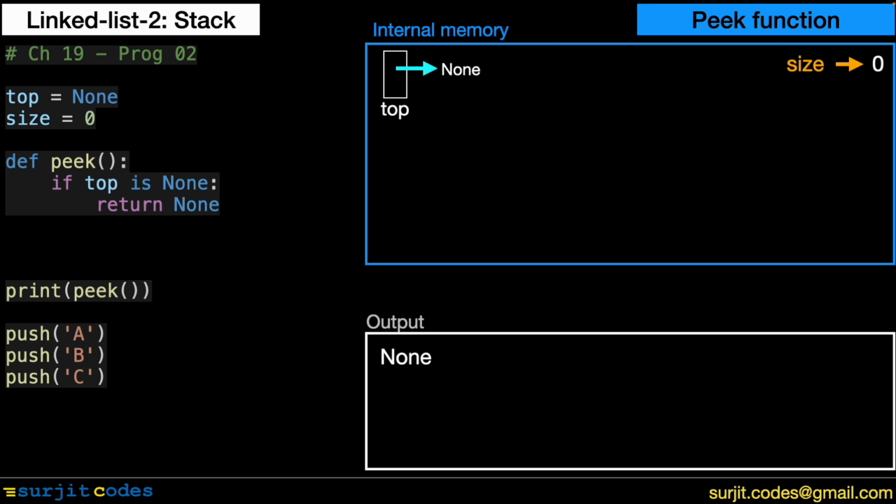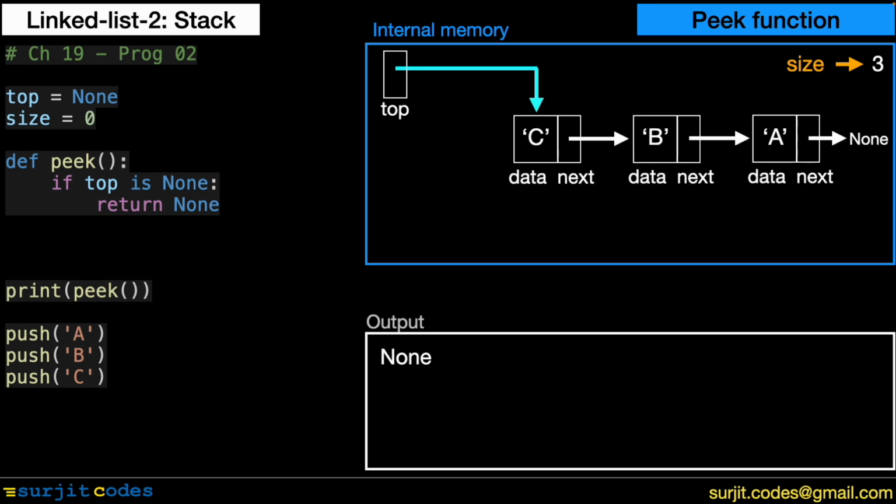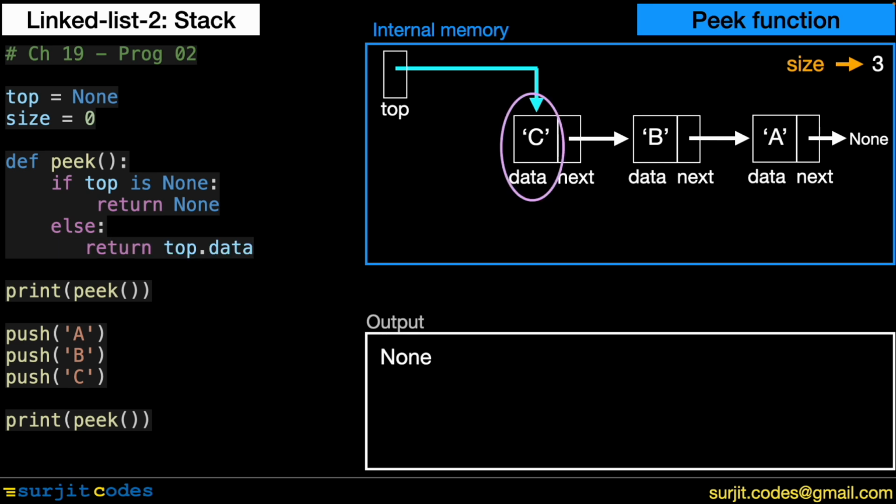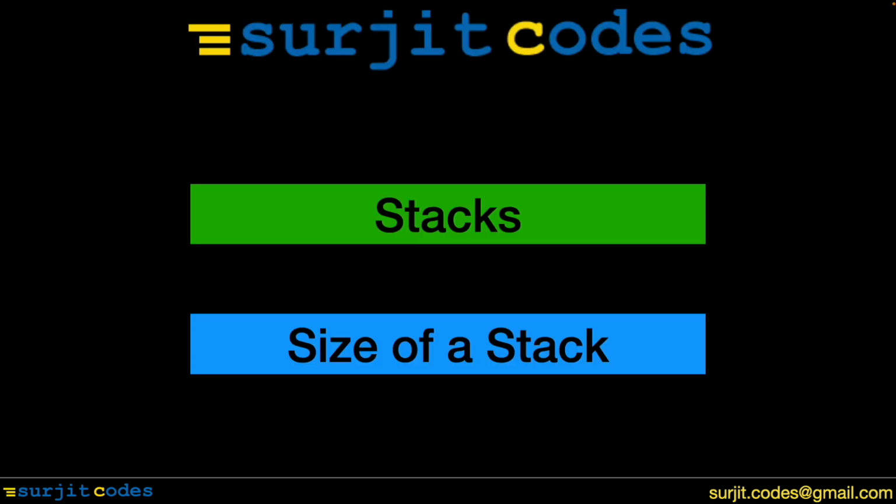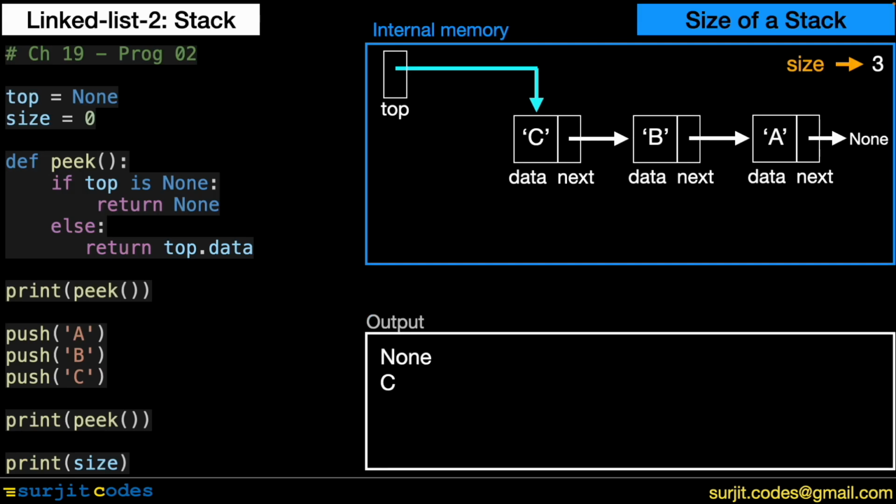Let us now push a few items to the stack. The top is no longer none. If we now call the peek function, it runs the else part of the peek function to return the data component of the top node. We may note that stack is not affected by the peek function. Size of the stack changes dynamically in push and pop operations. We can print size of the stack at any time we like.